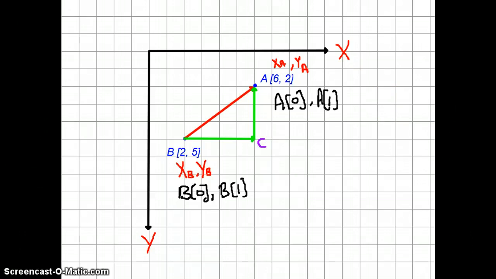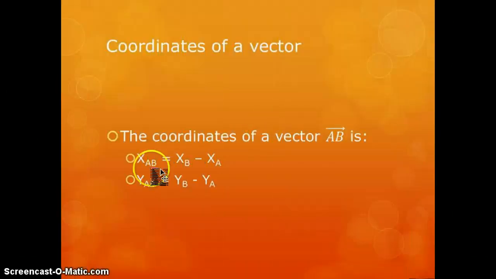Okay, now by applying the Pythagorean theorem, AB square is equal to AC square plus BC square because we have here a right triangle. But how to calculate AC and how to calculate BC to calculate AB? We should remember here the coordinates of the vector. X of AB is equal to X of B minus X of A, and Y of AB is equal to Y of B minus Y of A.